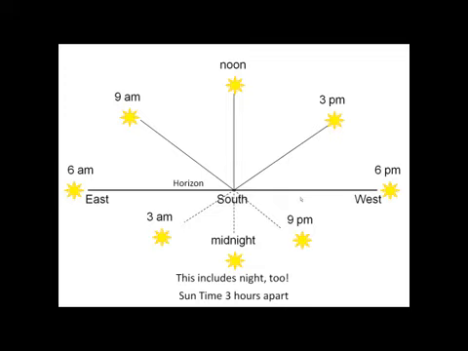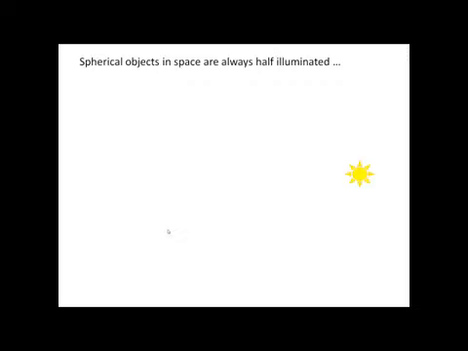The nighttime also has the sun in certain positions, and again we're talking about positions relative to this horizon here. Okay, so this is going to be our horizon, and obviously directly opposite noon is midnight, directly opposite 9 a.m. is 9 p.m., and directly opposite 3 p.m. is 3 a.m. So wherever the sun is, that defines the time.